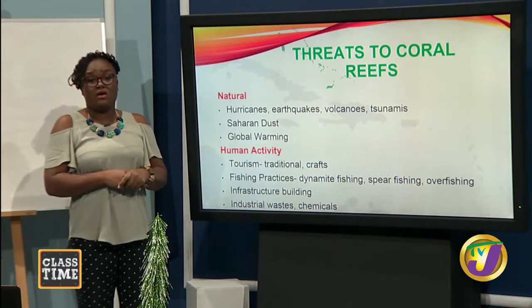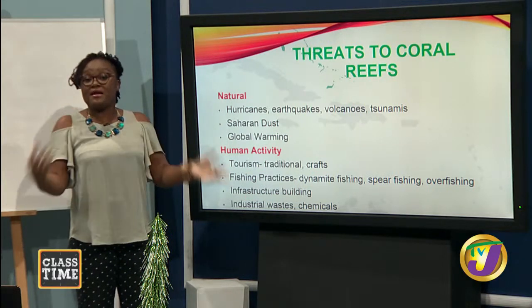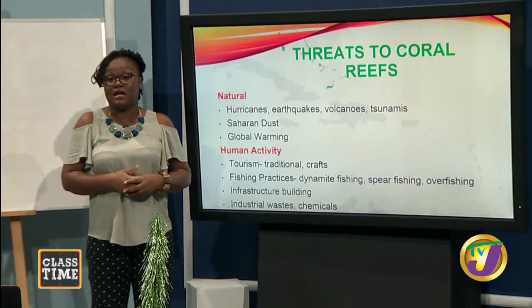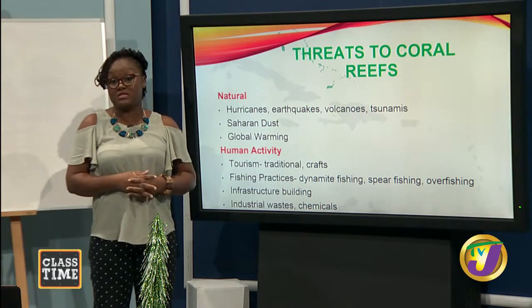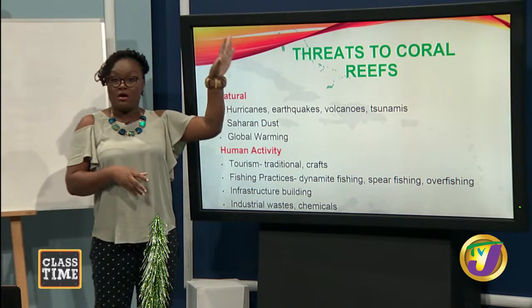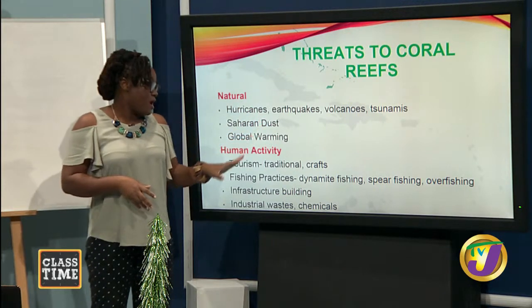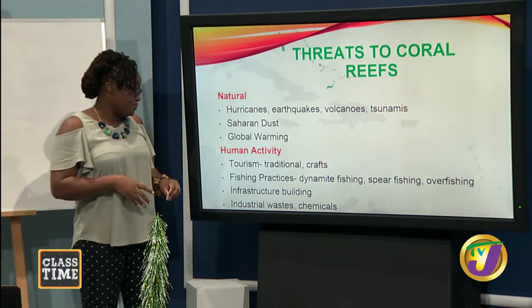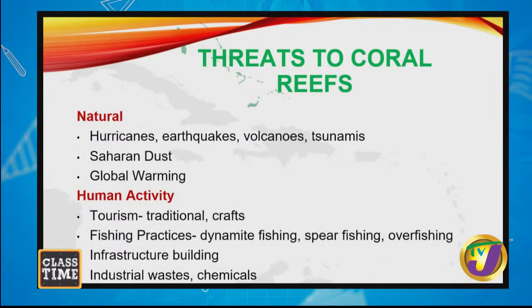Human activity though, tourism. We depend a lot on our traditional type of tourism, the sun and the sand, and people come to the Caribbean for that. Tourism is a huge selling point for most Caribbean countries. And so we have over-tourism, if there is such a word. We break the coral off to sell as trinkets and we paint them and all that kind of thing. Fishing practices: very bad fishing practices, overfishing, dynamite fishing, spear fishing. Industrial waste, chemicals from factories, all of those are threats to coral reefs.